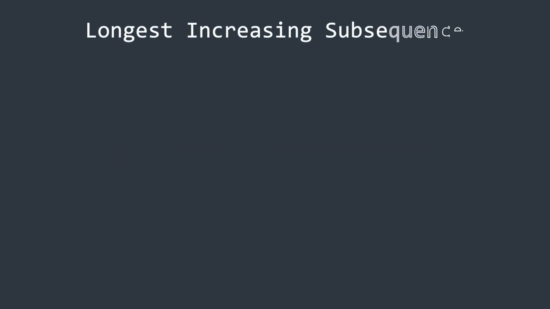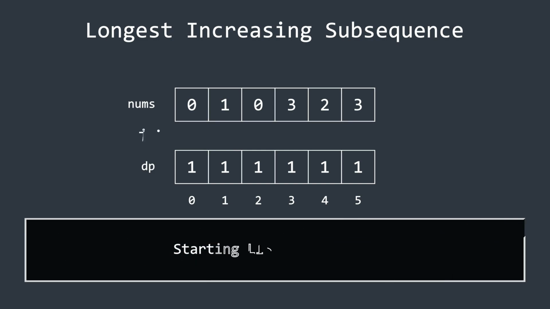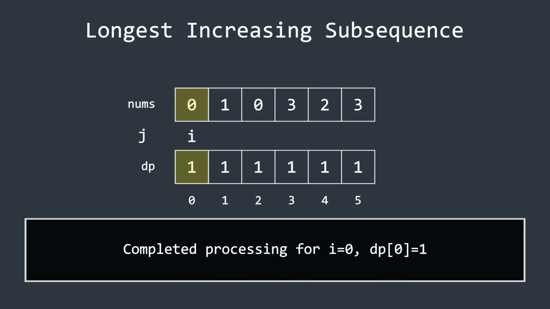To solve this problem, we first initialize a DP array of the same size as the input array, with all the values set to 1. This represents that at each index, there is at least one increasing subsequence, the element itself. Next, we run a loop with a pointer i, which iterates through the array. For each i, we compare it with all the elements before it using another pointer j.